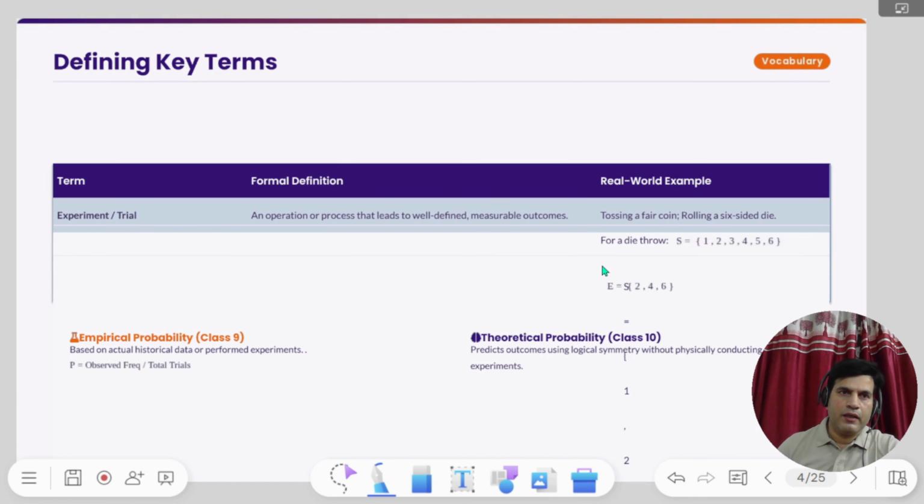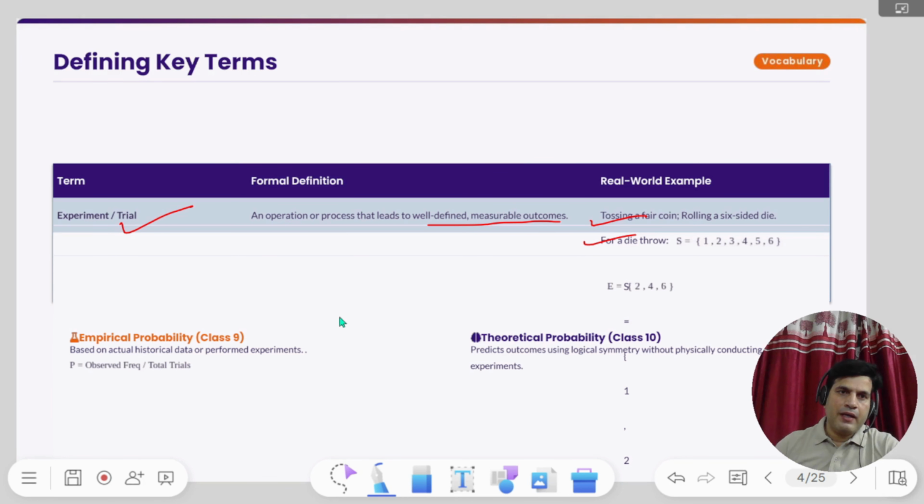And then what are the key terms? Experiment and trial: an operation or process that leads to a well-defined measurable outcome. So where there is a measurable outcome, that is called an experiment or trial. Like in the real world, tossing a coin, tossing a fair coin, rolling a dice. So these are experiments. If you are tossing a coin or rolling a dice, that is called an experiment or trial.